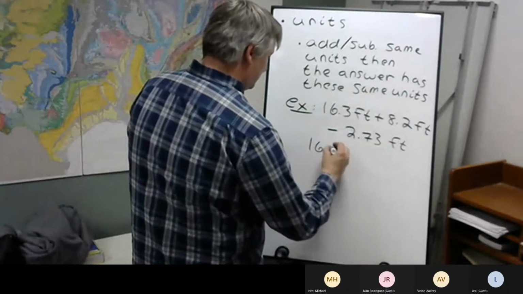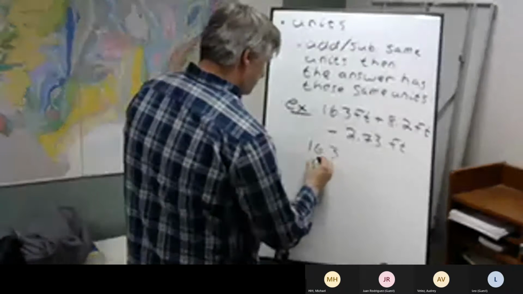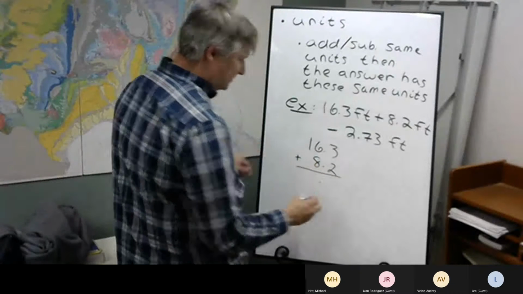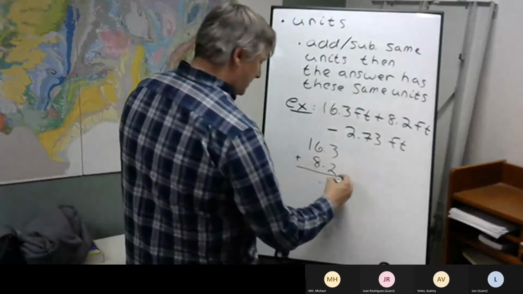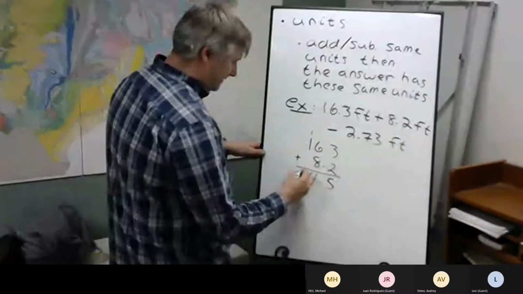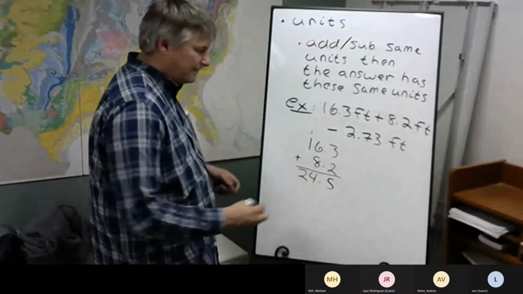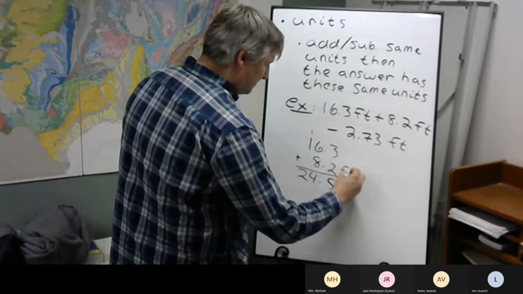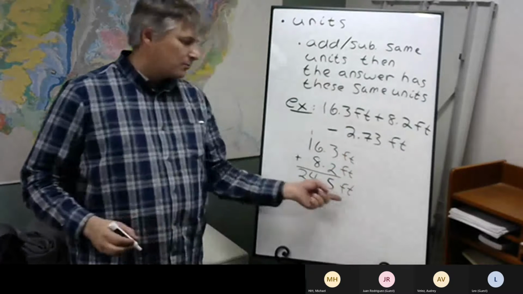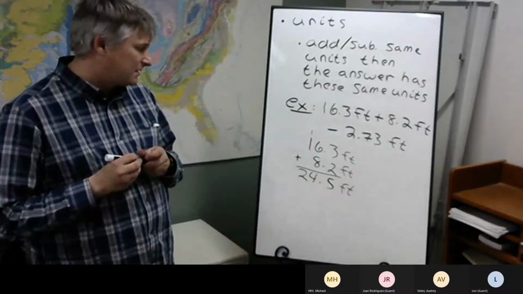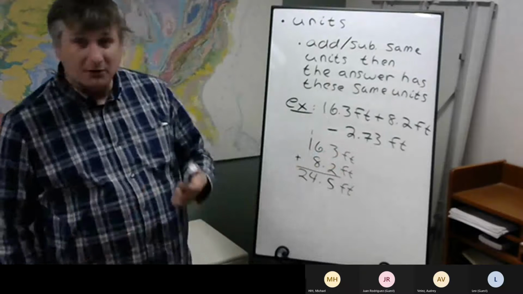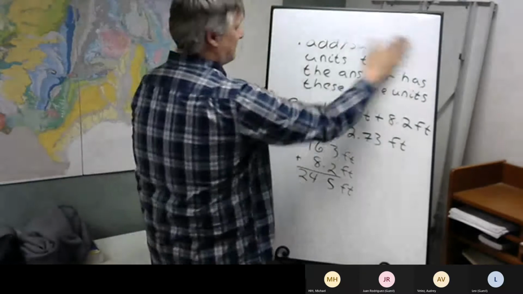So we're going to take 16.3 and add it to 8.2. Add our decimal. 3 plus 2 is 5. 6 plus 8 is 14. And then we have 2. And this is still going to be feet. So as long as we're adding and subtracting the same units, we're going to get the same answer here for feet. And then we need to subtract this 2 and 73/100ths, or 2.73.